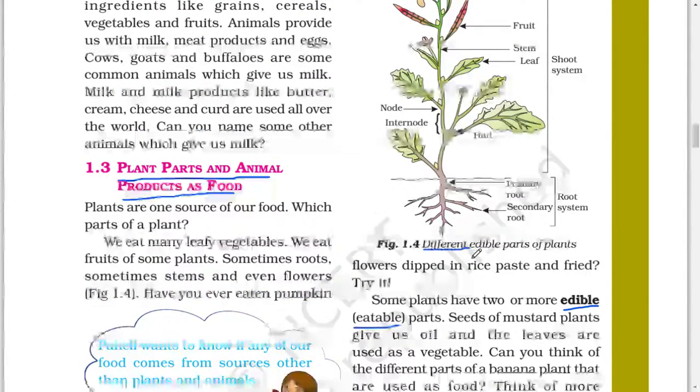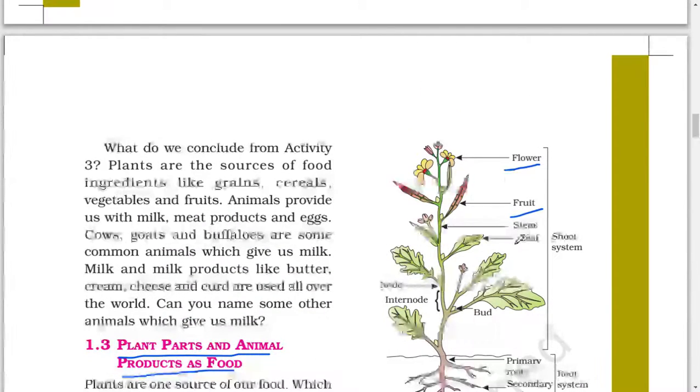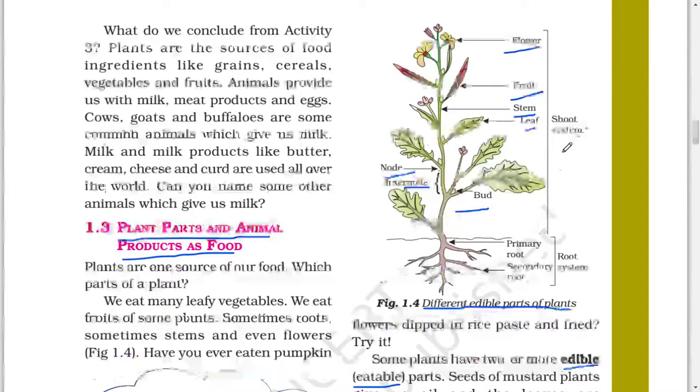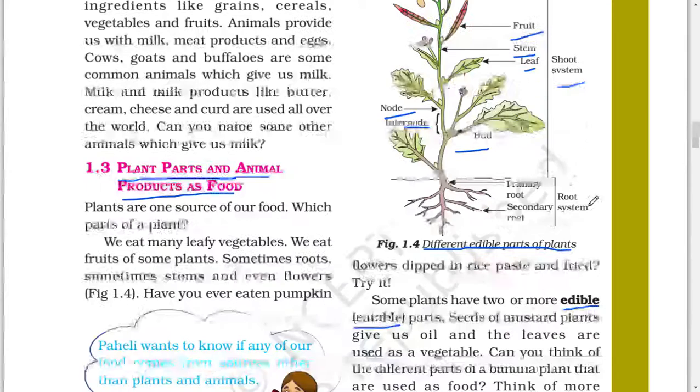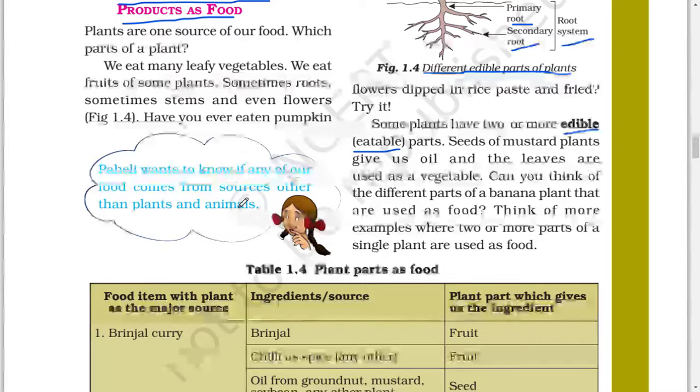Different edible parts of plants. The flower, fruit, stem, leaf, node, internode, bud. This is the shoot system, and primary root, secondary root. This is the root system. Paheli wants to know if any of our food comes from sources other than plants and animals.